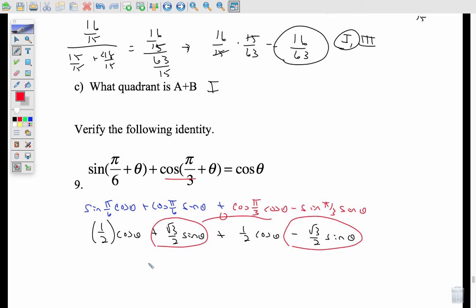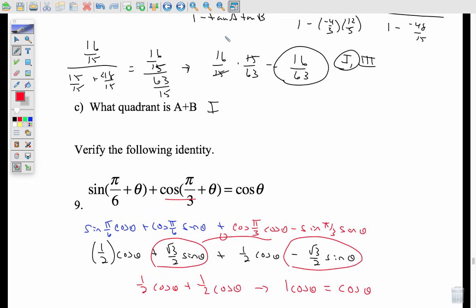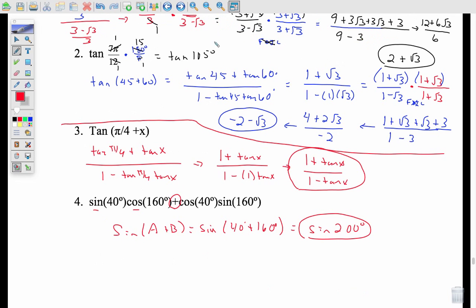Hopefully you notice here that we have some like terms. I have square root of 3 over 2 times the sine of theta, and I have negative square root of 3 over 2 times the sine of theta. A positive and a negative give us a net of 0. So I have 1/2 times the cosine of theta plus 1/2 times the cosine of theta, and 1/2 plus 1/2 is 1, and 1 times cosine is cosine. So we've verified our identity is true.